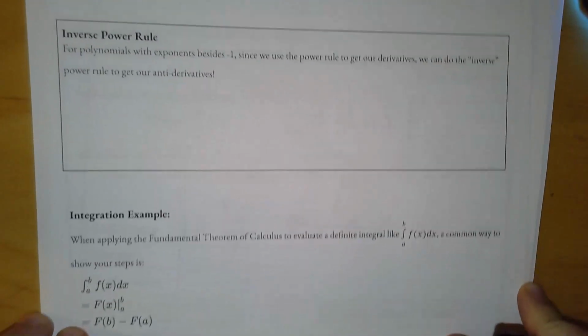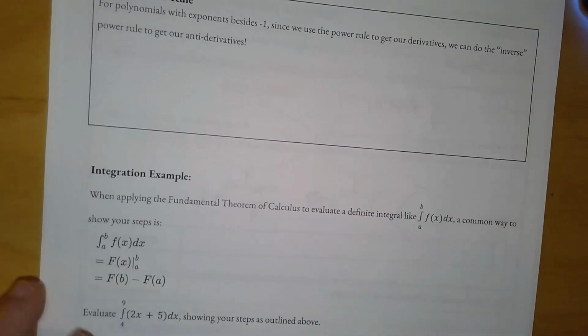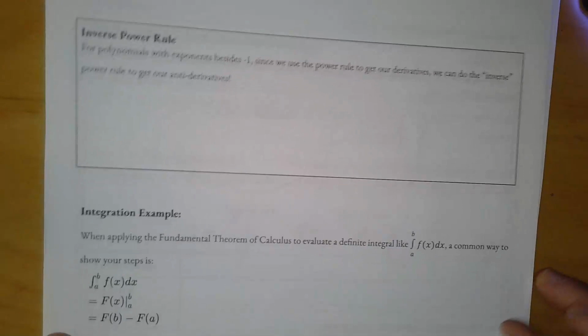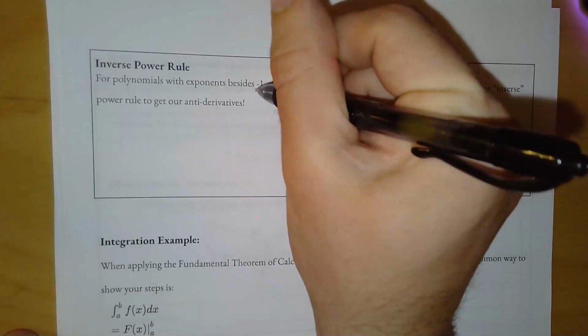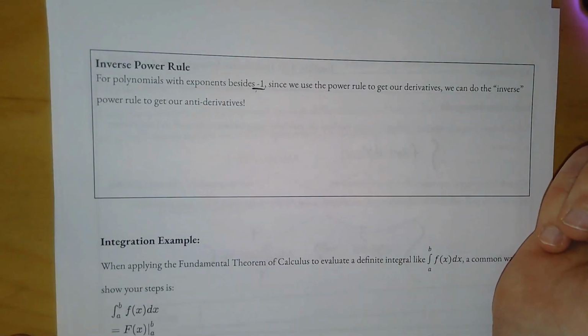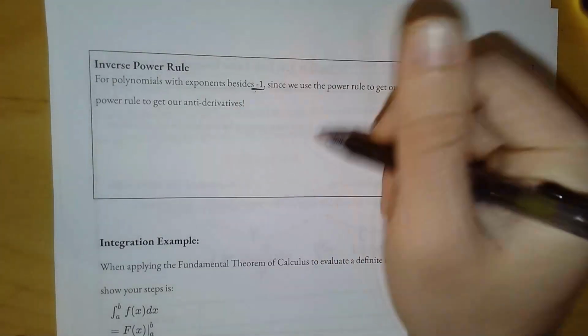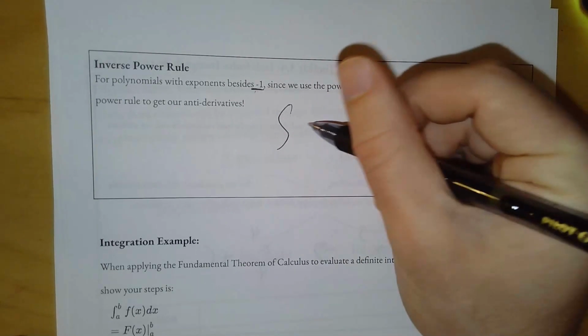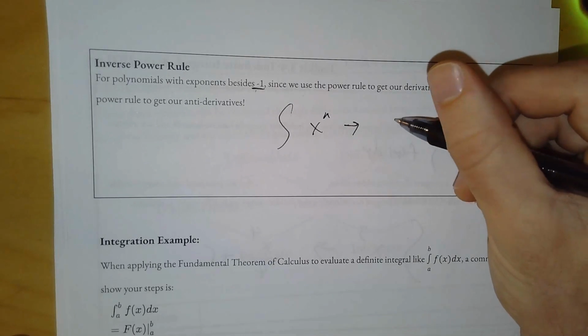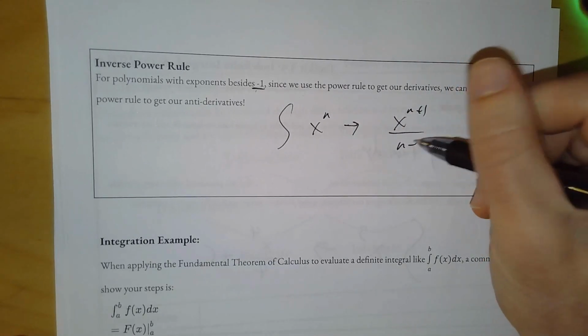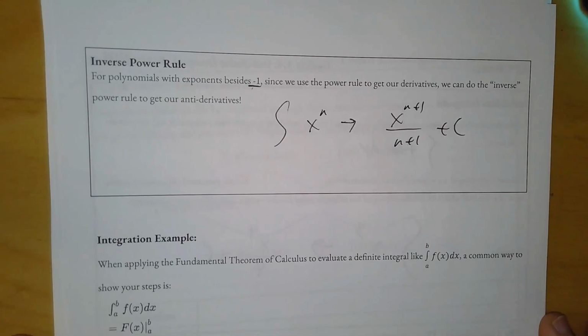Inverse power rule. I mean, the most important rule in taking antiderivatives, for every n besides -1, and you will not see -1 on the test, we use the power rule to get our derivatives. We can do the inverse power rule to get our antiderivatives. So the inverse power rule says if you take the integral of some x to the n, then that integral will equal x to the n plus 1 over n plus 1 plus c. Okay, that's the main rule.